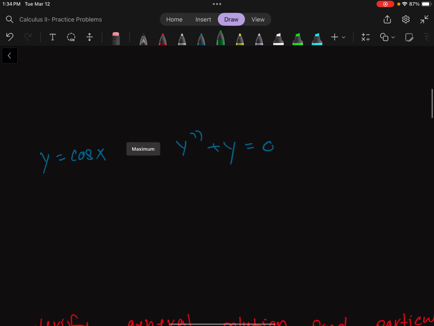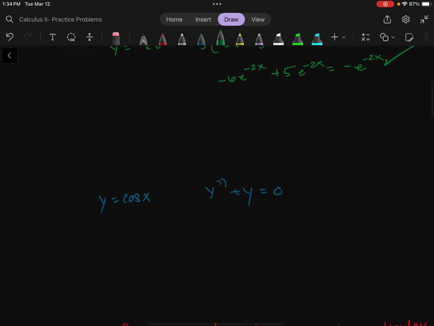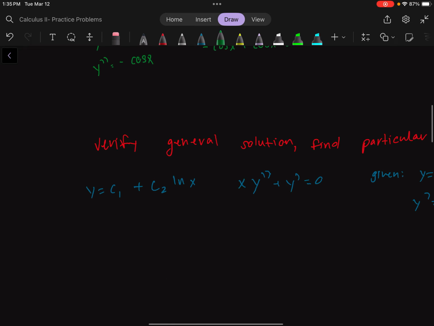How about this one? y equals cosine x, y double prime plus y is equal to 0. Well, what is y prime? y prime of cosine x is negative sine x. y double prime is a negative cosine x. So does negative cosine x plus cosine x equal 0? Yes. So this is a solution to this differential equation, right?